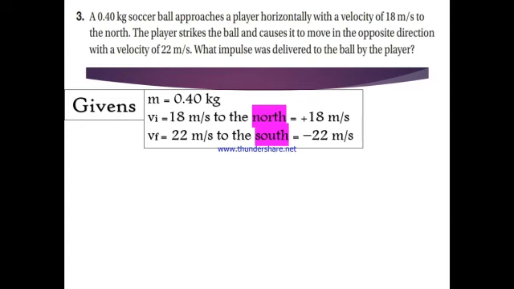He is asking for the impulse. So pause the video and try to solve it on your own. Now let's check the answer.